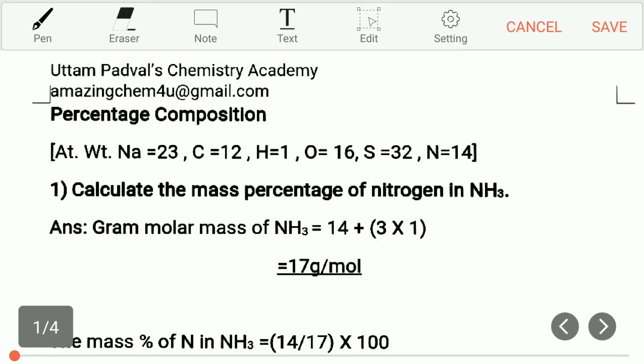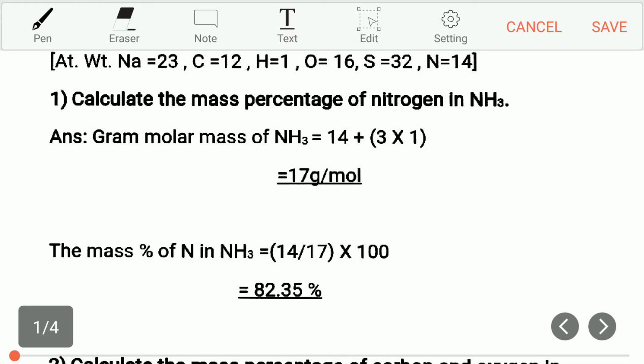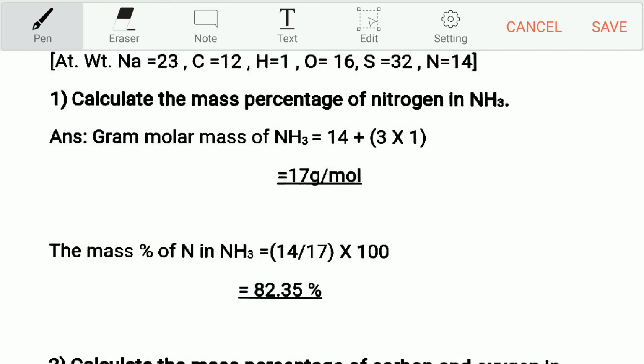Now first numerical, here you can see the first numerical: calculate the mass percentage of nitrogen in ammonia. So what you will do here, first calculate gram molar mass. Find the value of gram molar mass of ammonia. For that we require atomic mass of nitrogen, which is 14, and atomic mass of hydrogen, which is 1. Since there are 3 hydrogen atoms, total mass due to hydrogen atoms will be 3 into 1, that's equal to 3. So gram molar mass of ammonia is 17 gram per mole.